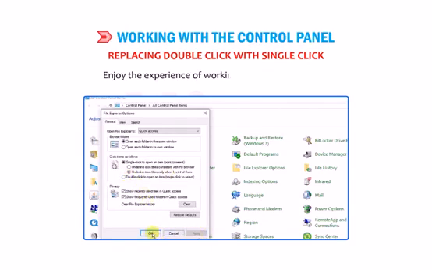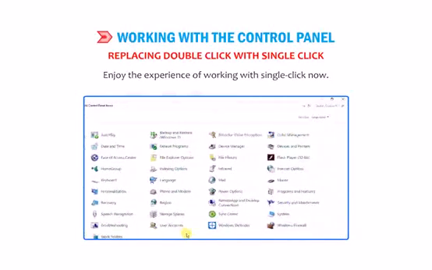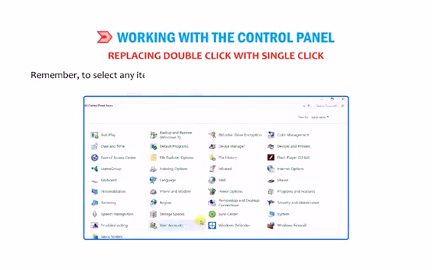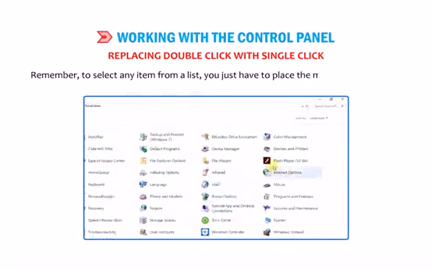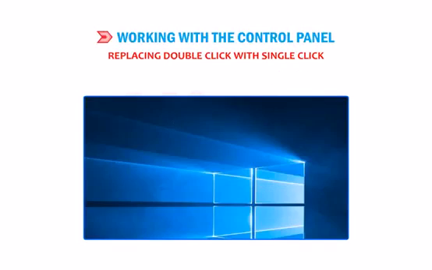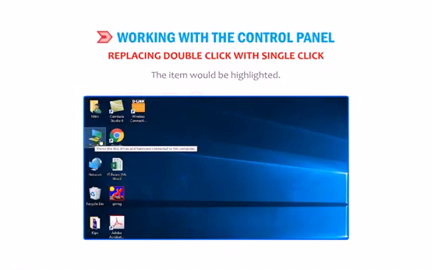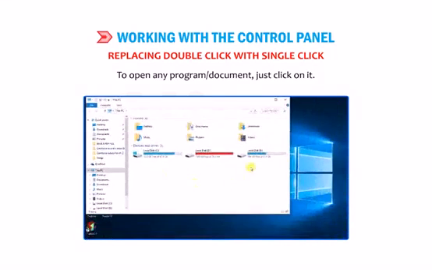Enjoy the experience of working with single click now. Remember, to select any item from a list, you just have to place the mouse pointer there. The item would be highlighted. To open any program or document, just click on it.